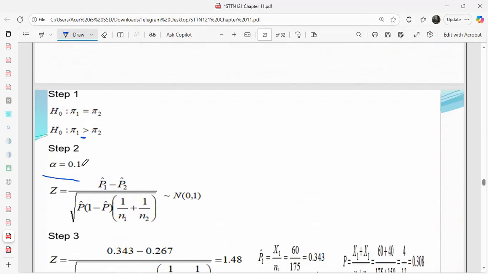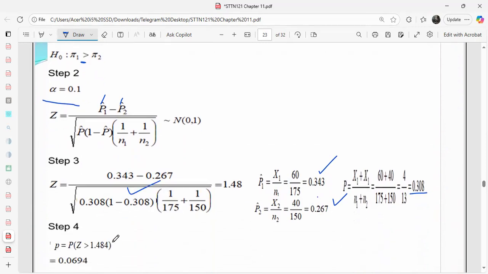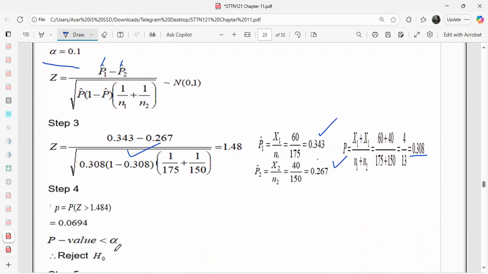You specify the level of significance. You write down the formula, the one that I've just explained. Then you know how to get P cap 1 and P cap 2: X1 divided by N1, and you do the same with P cap 2. After you get this, you write it down like this, then you get the test statistic. After the test statistic, we're going to get the p-value. Remember, if it's greater than, it's 1 minus the probability, then you get the p-value.